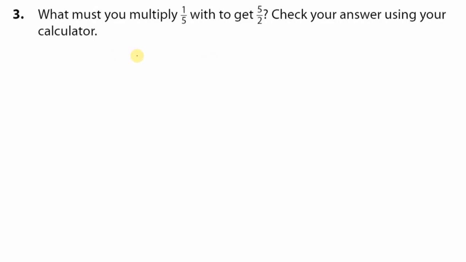Number 3. What must you multiply 1/5 with to get 5/2? So 1/5 multiplied by what? Let's call the what x, must equal 5/2. We can rewrite this as 1/5 times x. We know multiply, you can just write the letter next to the number. It still means multiply by convention.